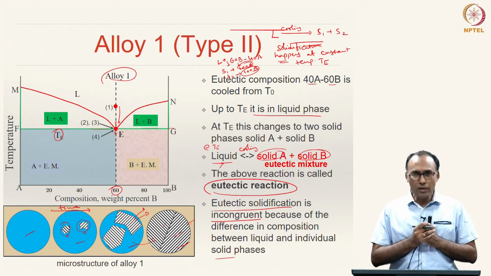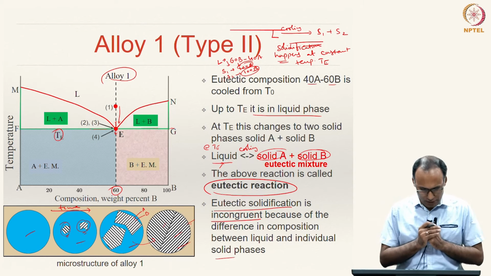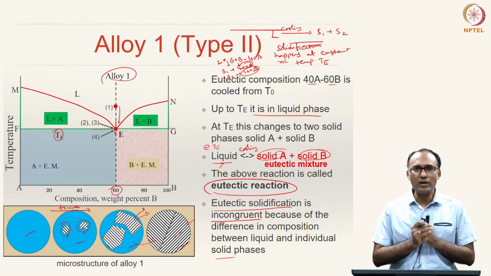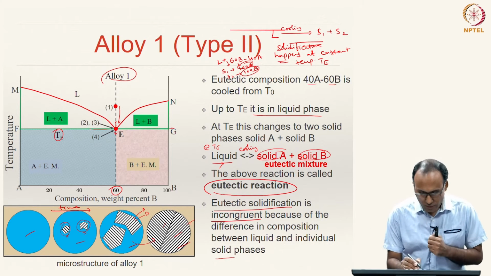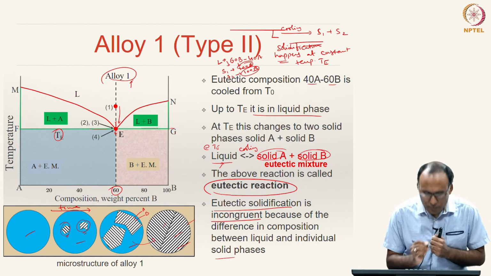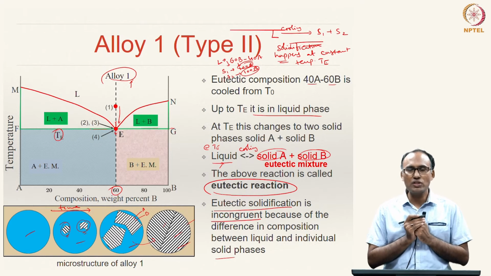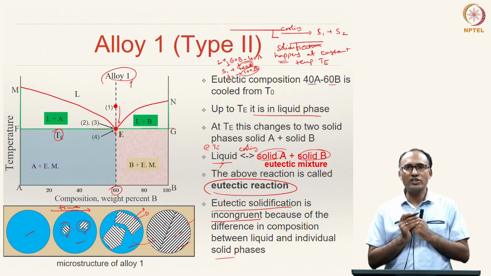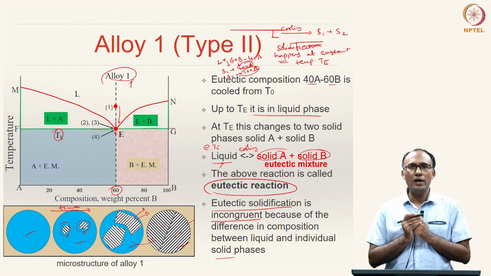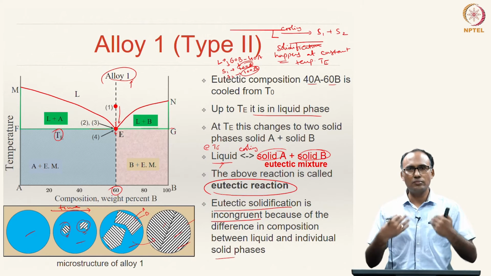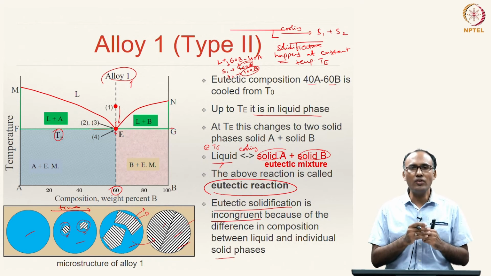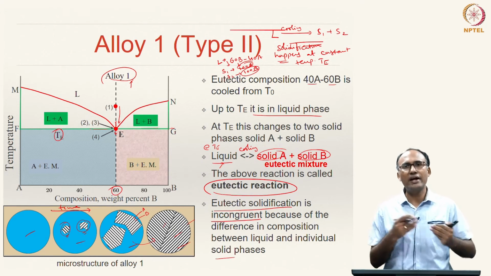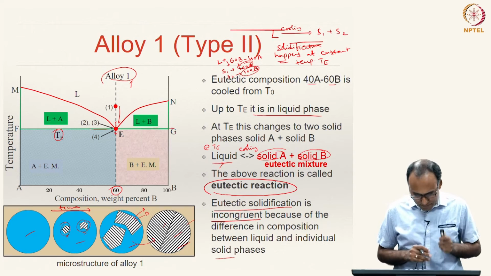Okay. So, the summary of type 1 alloys, in type 2 alloys, when you are looking at the solidification of alloy 1 which has a eutectic composition, it solidifies at a constant temperature called eutectic temperature, and when it solidifies it transforms into 2 solids, solid A and solid B, and the microstructure will be alternate layers of solid A and solid B. All right.